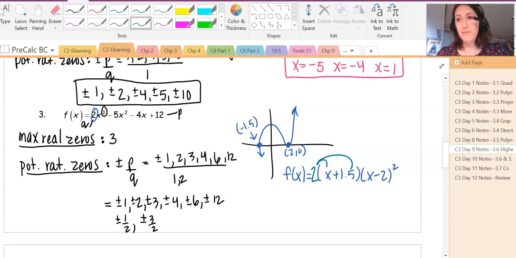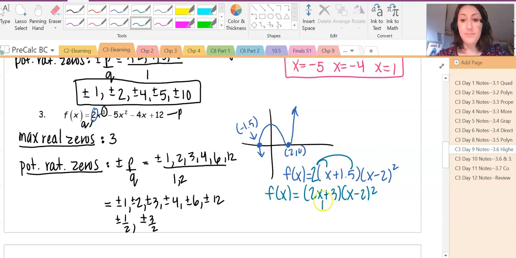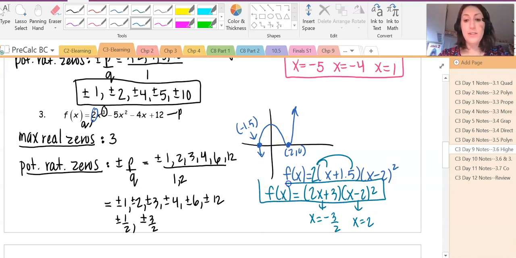Because let's be honest, you never see something written in factored form like that, right? So that becomes 2x plus 3 times x minus 2 squared. And now look, when you solve it, you're still going to get x equals negative 3/2, which was our solution. But now you have the right coefficient. So here's your factored form.